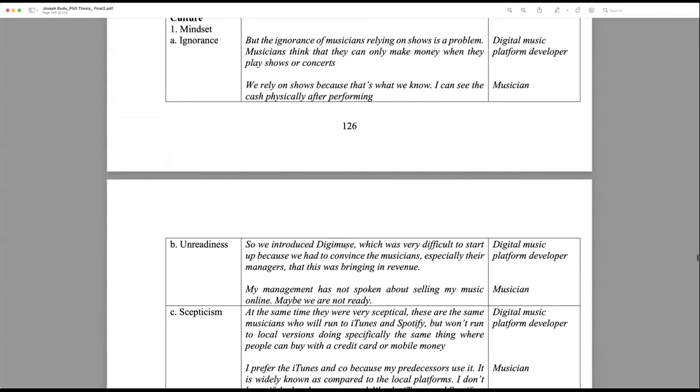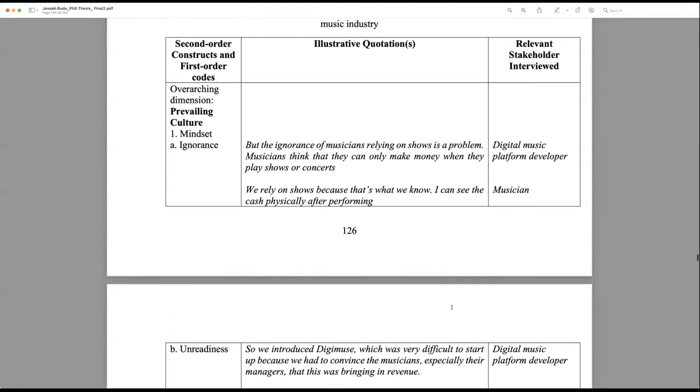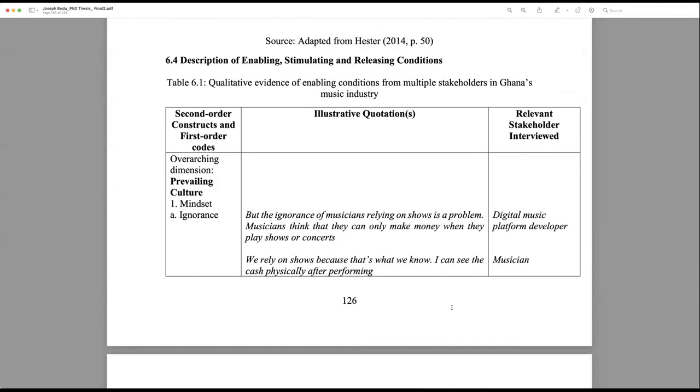Okay, so let's look at the other point on readiness. We introduced the Digimuse, which was very difficult to start up because we had to convince musicians, especially their managers, that it was bringing in revenue. My management has not spoken well about selling music online. Maybe we are not ready. So there's unreadiness here. He looks at unreadiness and ignorance, and he generates a variable called mindset. After that, he generates another one called prevailing culture. So if he's going to do his conclusions, the conclusions are going to be based on prevailing culture. Do you see what I'm trying to say, class?